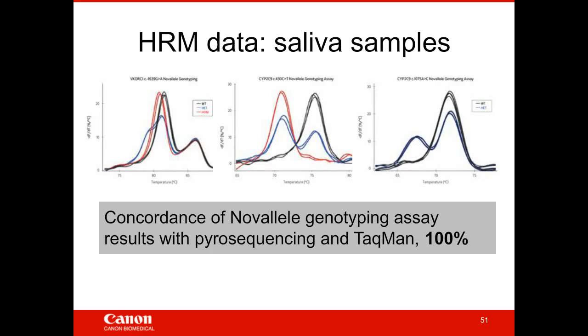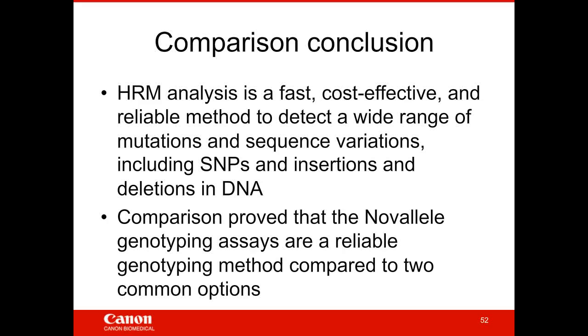This slide looks similar to the blood sample, so as you can see, DNA extracted from blood and saliva will give similar results. Here you can see that the three genotypes are easily distinguishable. Overall, the researchers found that HRM analysis is a fast, cost-effective, and reliable method to detect a wide range of mutations. And the comparison proved that novel assays are reliable compared to the two common options.